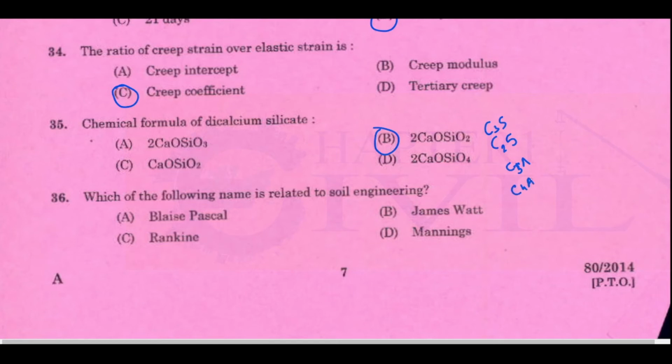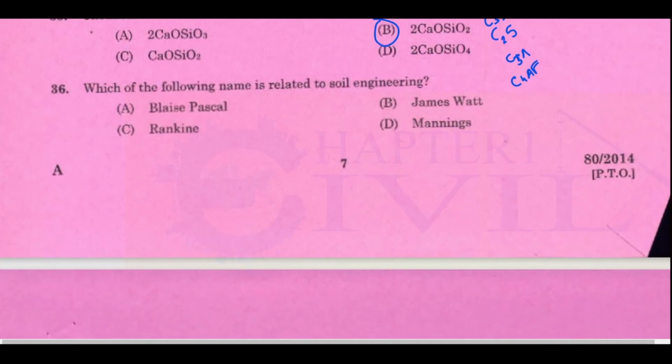C4AF. Question number 36. Which of the following name is related to soil engineering? Blaise Pascal, James Watt, Rankine, Mannings. Soil engineering, it is Rankine's.